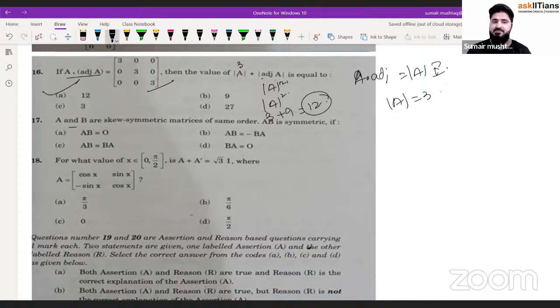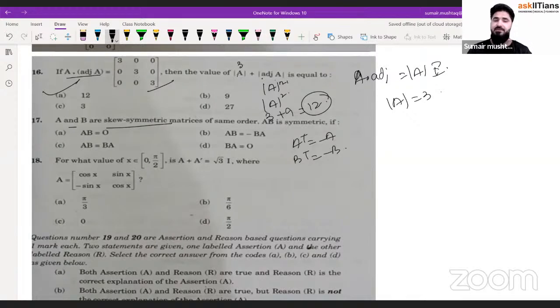A and B are given symmetric matrices of the same order. AB will be symmetric if... See, A and B are given skew-symmetric, that is A transpose is equal to minus A, B transpose is equal to minus B.